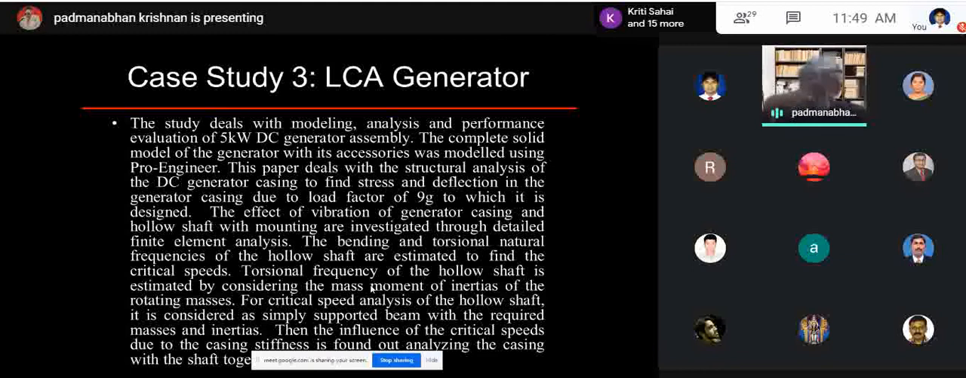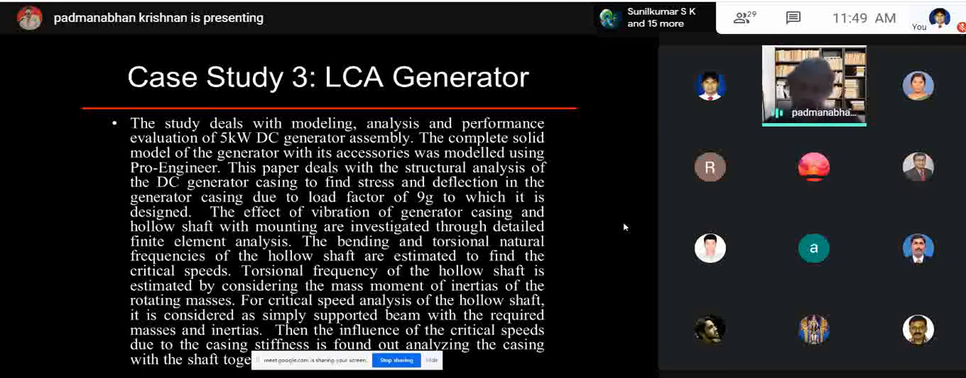So the study deals with modeling, analysis, and performance evaluation of a 5 kilowatt DC generator. The complete solid model of the generator with its axles was modeled using Pro/Engineer, a long time back. It deals with the structural analysis of a DC generator casing. We find the stress and deflection of the generator casing due to a load factor of 9G, because the LCA is capable of 9G pulls, to which it was designed.